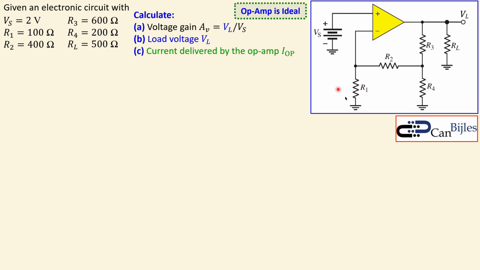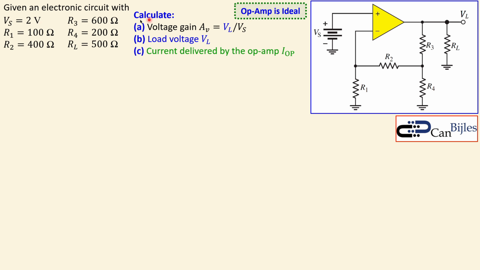We have the following non-inverting amplifier circuit given here. We have a DC voltage source Vs and a couple of resistors R1, R2, R3 and R4, and also the load. The values are shown here, and the load voltage is shown here in this case. The op-amp is again assumed to be an ideal op-amp.